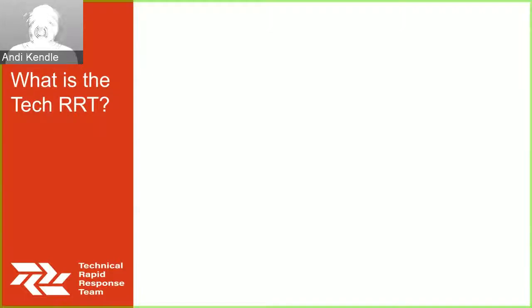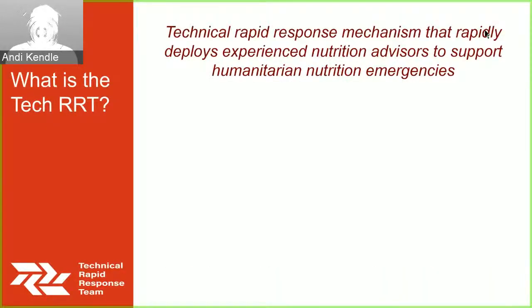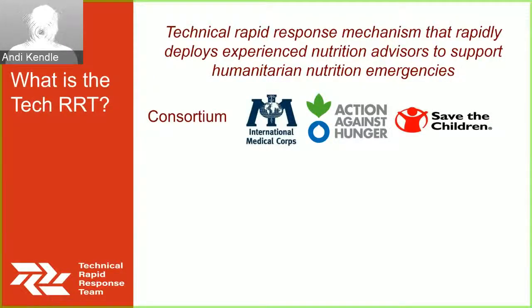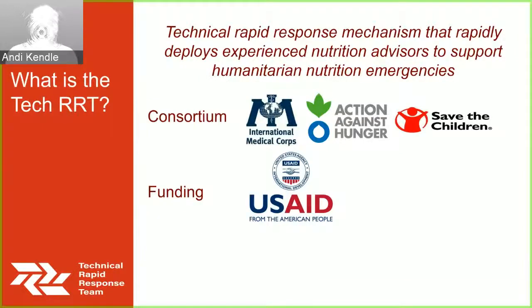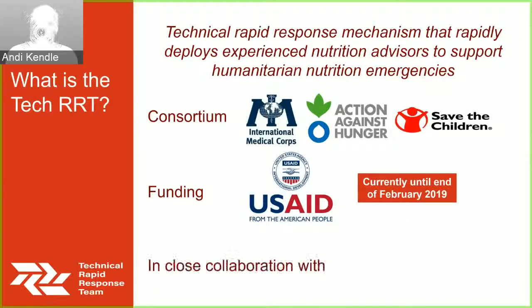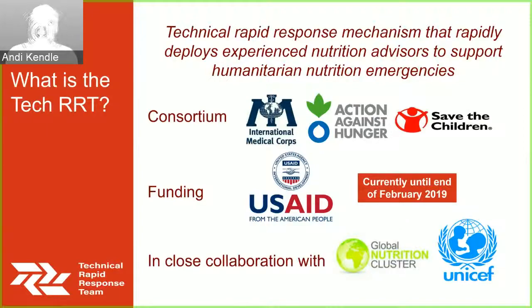Now, just to go into what the Tech RRT is. Tech RRT stands for Technical Rapid Response Team. We specifically work within the nutrition sector, but we do touch upon other sectors with our support. We are a technical rapid response mechanism, and we rapidly deploy emergency nutrition advisors to support humanitarian nutrition emergencies. It is a consortium led by International Medical Corps in partnership with Action Against Hunger and Save the Children. At the moment, we have funding from USAID, from OFDA. Currently, we have funding until the end of February 2019. We work in close collaboration with the Global Nutrition Cluster and UNICEF.